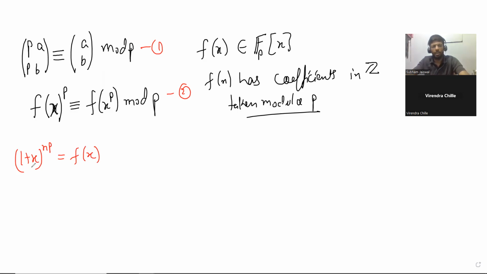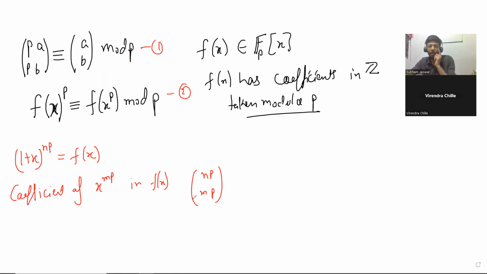Now in this, what is the coefficient of x to the mp in f(x)? Sorry, it is np choose mp, right? That you know from the binomial theorem, right? np choose mp.